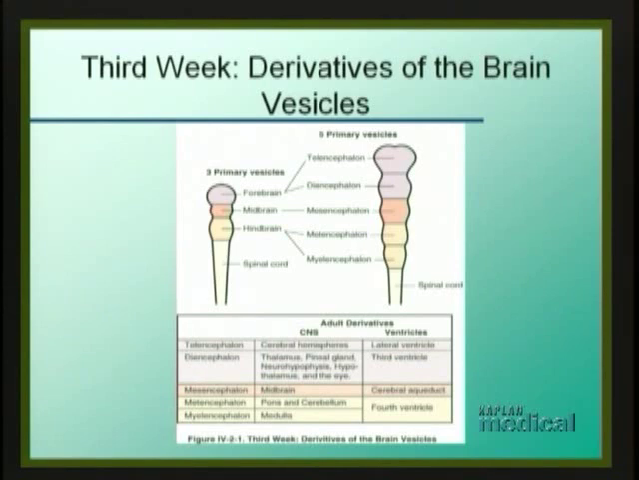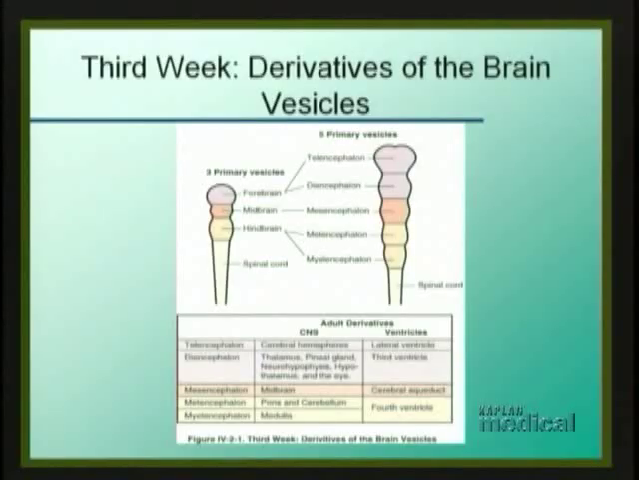The 5 secondary brain vesicles are listed on the right side of this image, and you can see that of those 5, 2 of them are derived from the forebrain, the telencephalon and the diencephalon. 1 of them is derived from the midbrain, simply forming the mesencephalon, and the hindbrain also forms 2 secondary brain vesicles known as the metencephalon and the myelencephalon. And then, as we've already indicated, the spinal cord extends inferiorly from the myelencephalon.